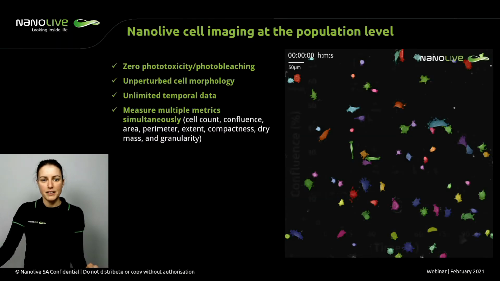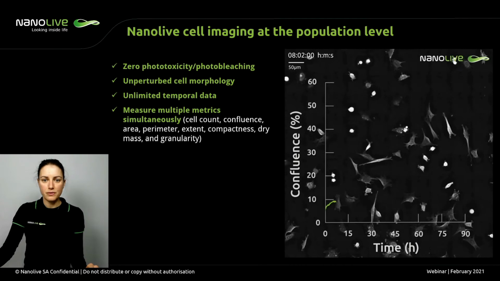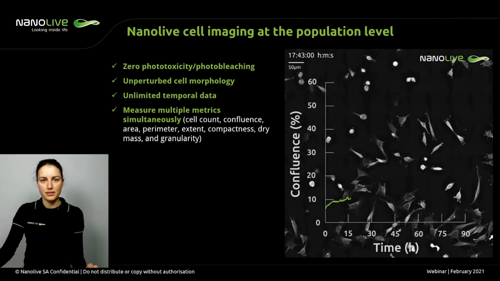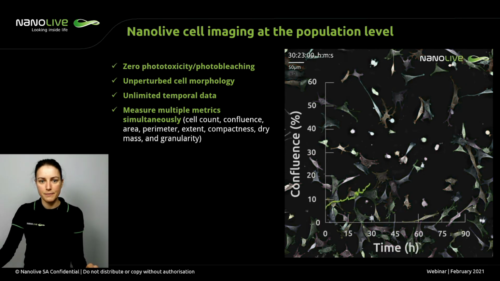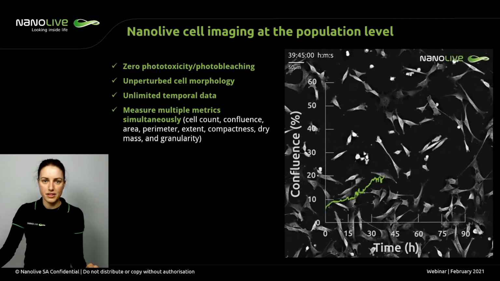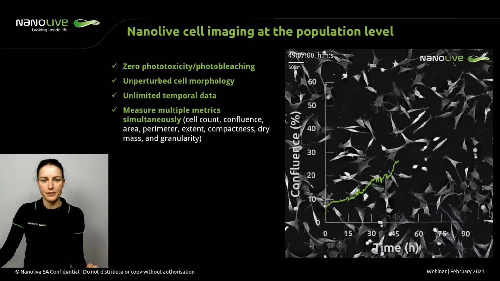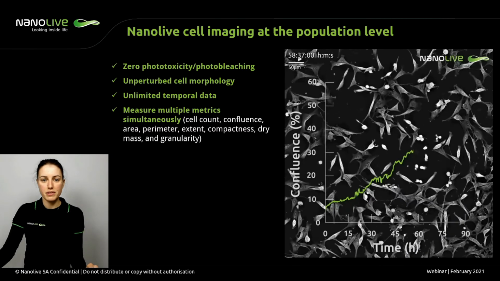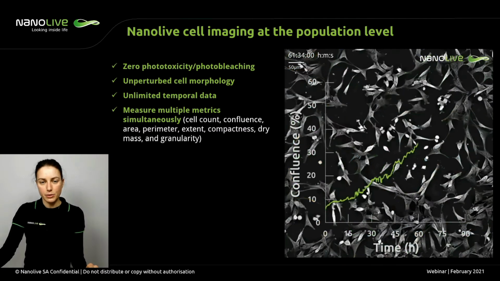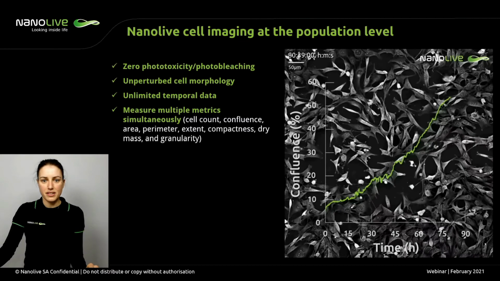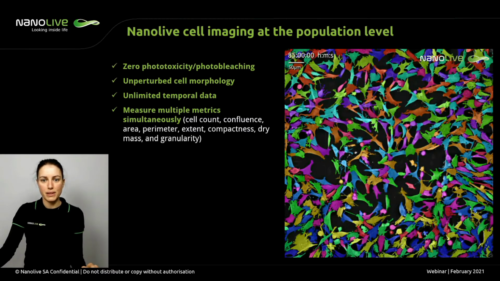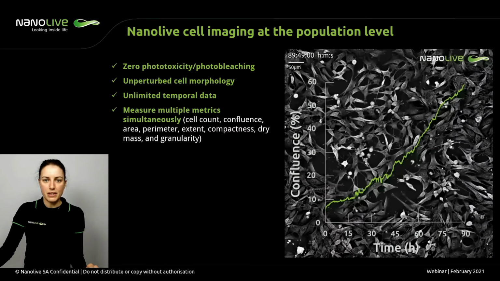In contrast, Nanolive imaging offers a unique, label-free solution to imaging single cells. Our microscopes measure a cell's refractive index via holotomography, an approach that generates no phototoxicity and no photobleaching. This makes it possible to capture the real response of cells to drugs at high frequencies and over unlimited periods of time. Our high precision segmentations that have been playing on your screen as I speak allow us to quantify multiple cell metrics simultaneously. Here we show confluence as an example, but the other metrics are listed on the screen.